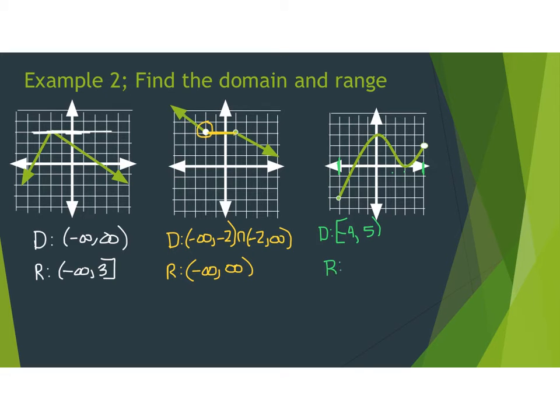And then my range is my up and down. So we start with my lowest y, which is right there at negative 1, 2, 3. And that is included because it is a filled in circle right there. So a square bracket. Up to, my highest is 1, 2, 3.